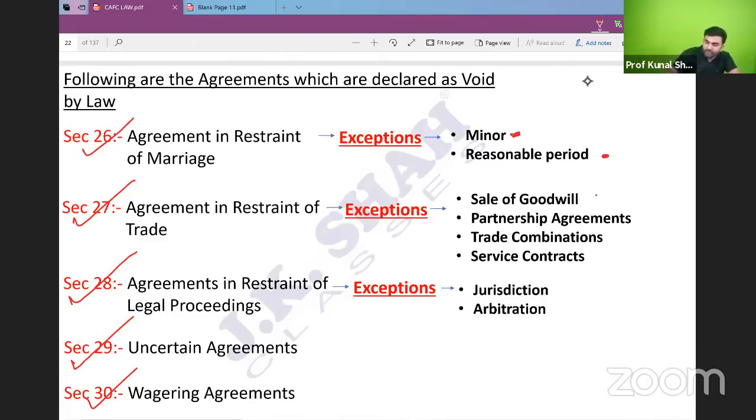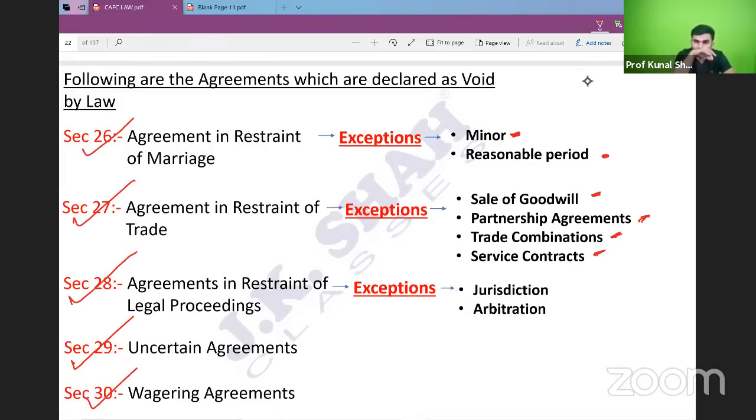But if it is a case of sale of goodwill, partnership agreements, trade combinations, or service contracts, in these four exceptional cases, if you are stopping a person from doing trading activities, then yes, it is considered valid in nature. Generally not allowed, but in these four exceptional cases, they are allowed. If a person is selling his goodwill, which means the person buying the goodwill has paid some premium amount to buy that goodwill, the buyer can restrict the seller from doing a specific trading activity, provided it is reasonable in nature. Provided it is reasonable, it will be considered valid.